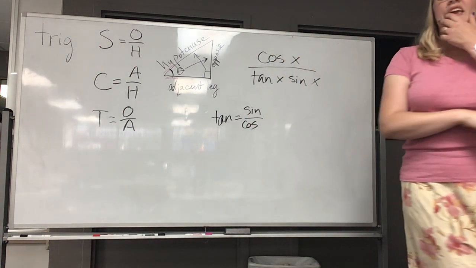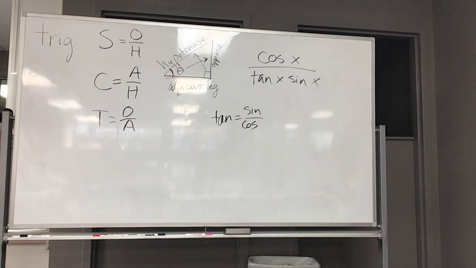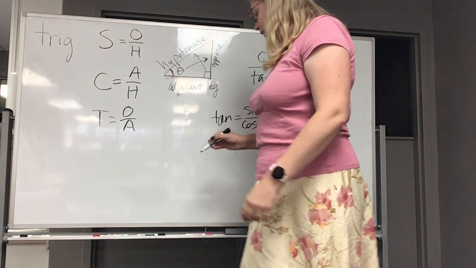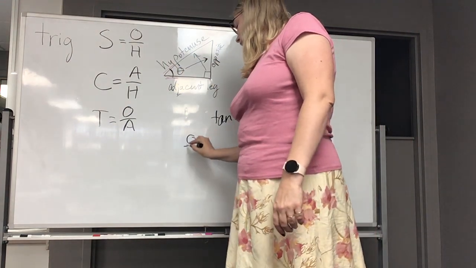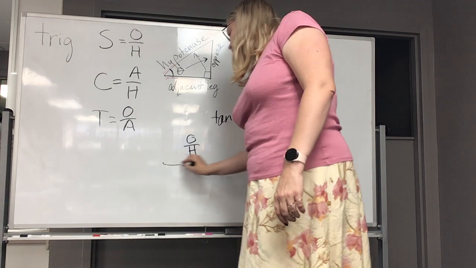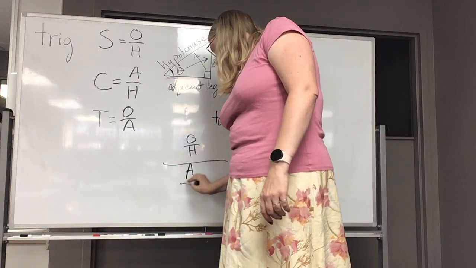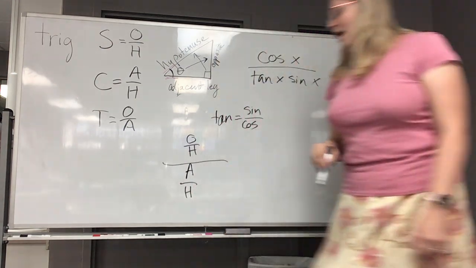And that says that tangent equals sine over cosine. If you look at this, sine is the opposite divided by the hypotenuse. And the cosine is the adjacent divided by the hypotenuse.